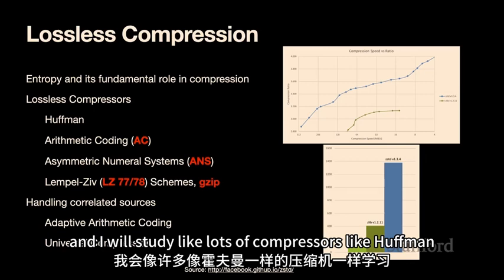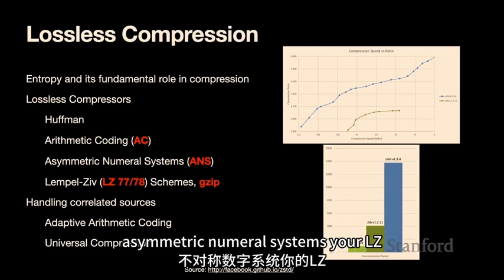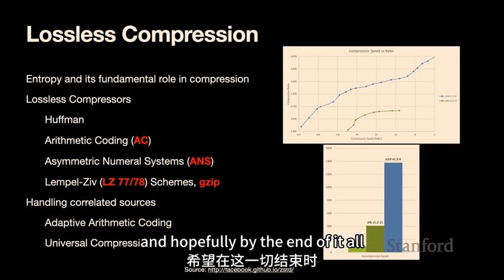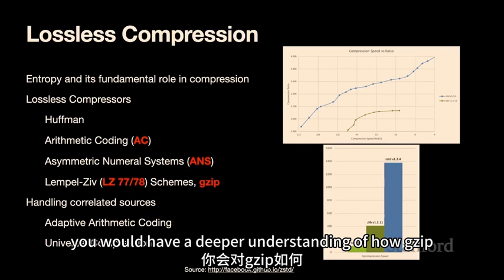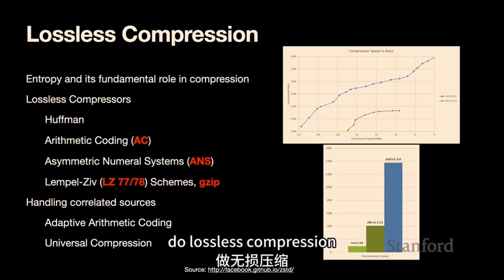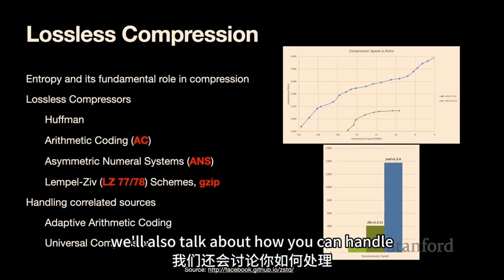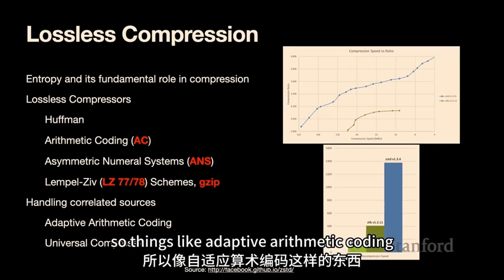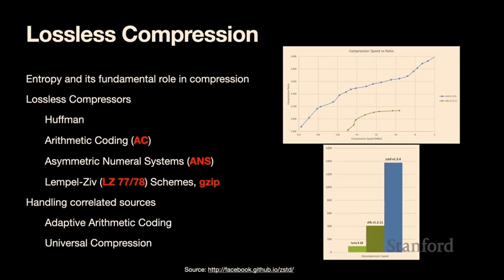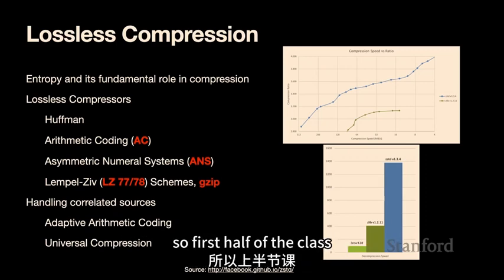And there we'll study lots of compressors like Huffman, arithmetic coding, asymmetric numeral systems, and LZ. Hopefully by the end of it all, you would have a deeper understanding of how gzip works or how you can do lossless compression much better for whatever application you have. We'll also talk about how you can handle correlated sources, so things like adaptive arithmetic coding. And this is going to be roughly till lecture 10, so the first half of the class.